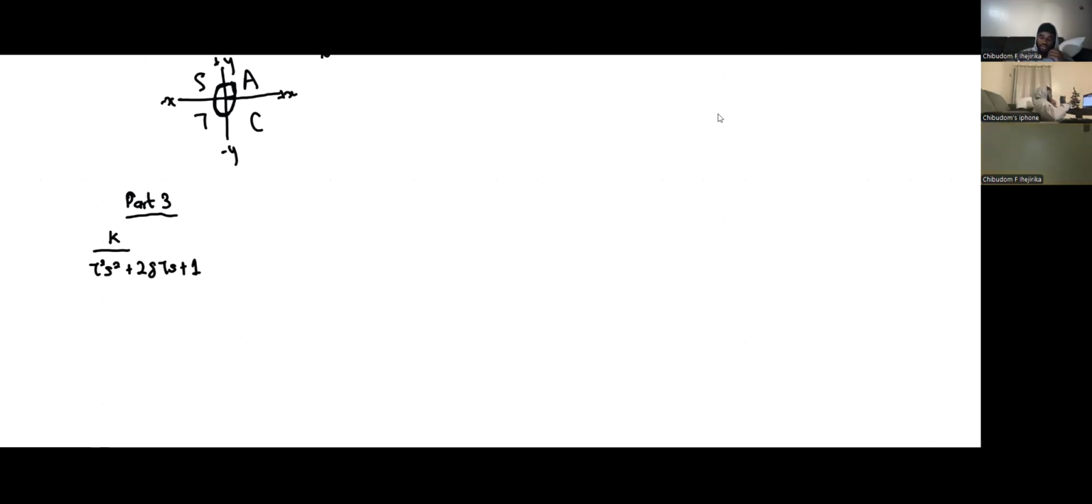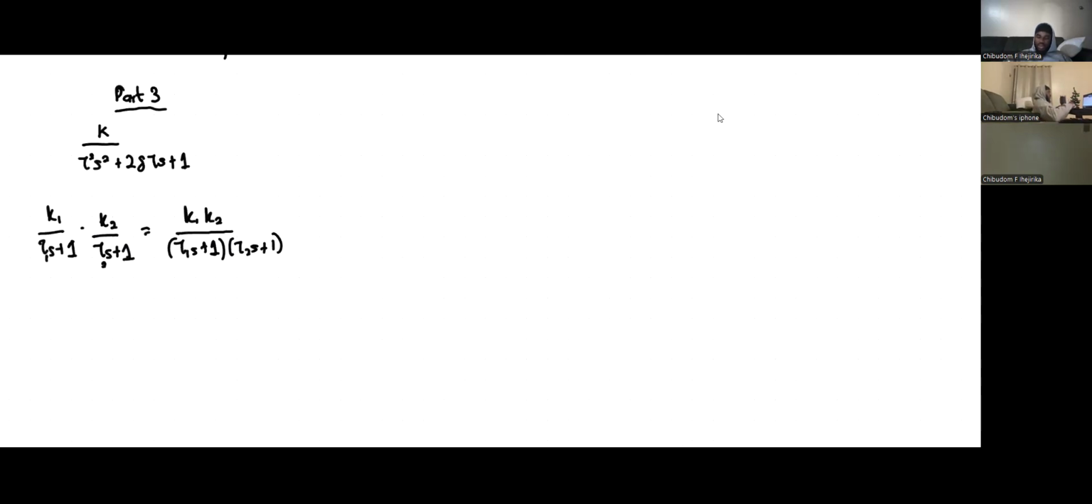So now we know K1 over tau s plus 1, multiplied by K2 over tau s plus 1. Oh yeah, they have different taus. So it's just to show the discrepancies. So now let's multiply this: K1 times K2 over tau 1 s plus 1 multiplied by tau 2 s plus 1.